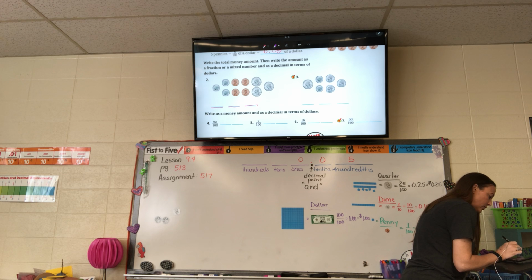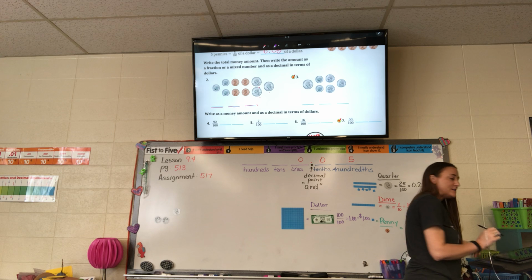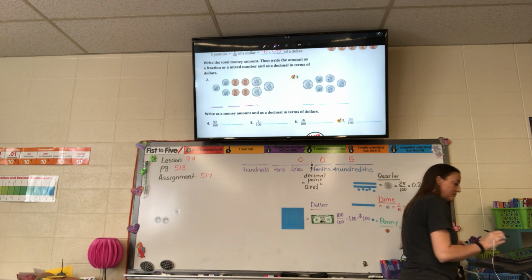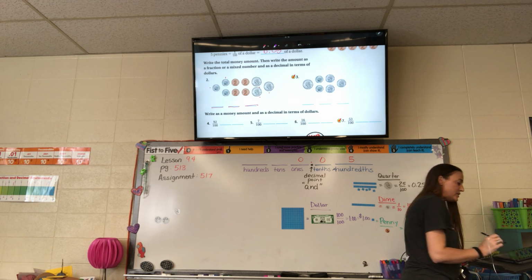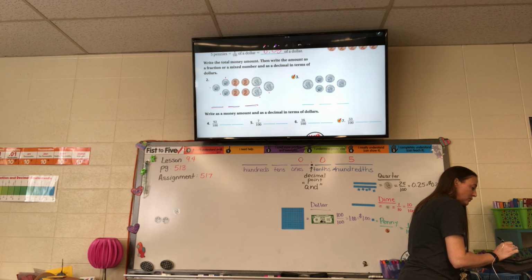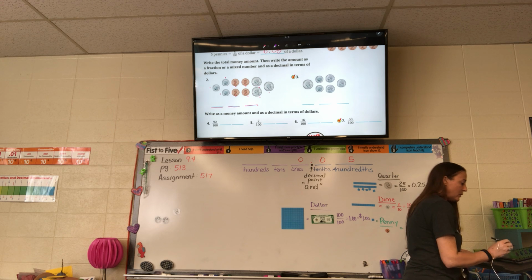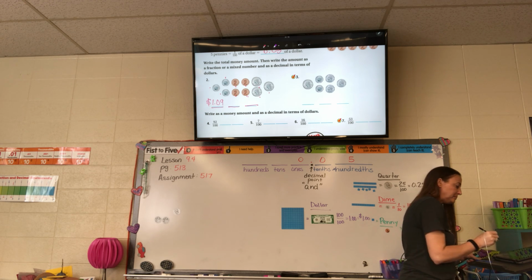Okay, so here, I always start with the biggest coin first. So I've got 3 quarters here. That's 25, 50, 75. Then the next biggest valued coin is the dime. Each of those are worth 10 cents. So we had 75, 85, 95, $1.05. And then the pennies are worth 1 cent. So $1.05, $1.06, $1.07, $1.08, $1.09. So $1.09 is written like that.